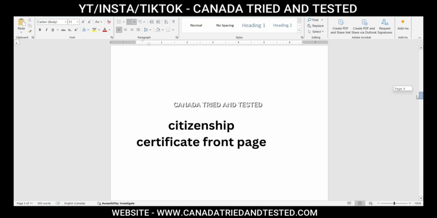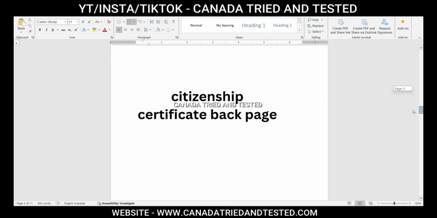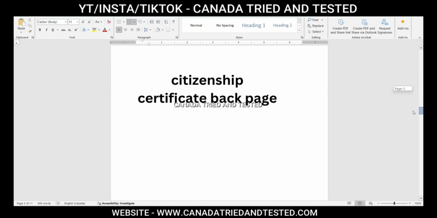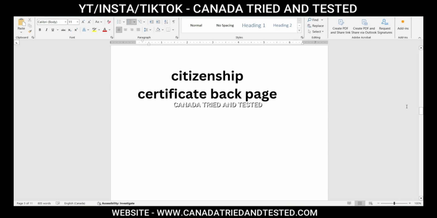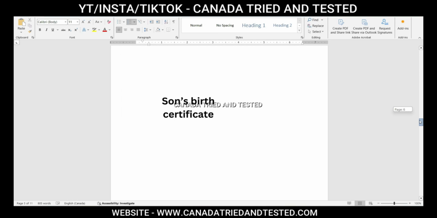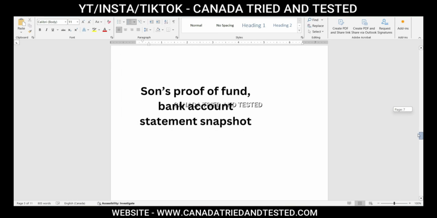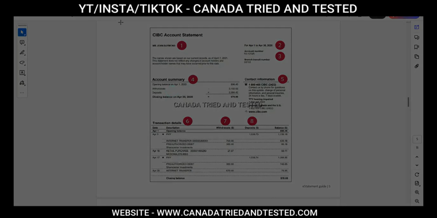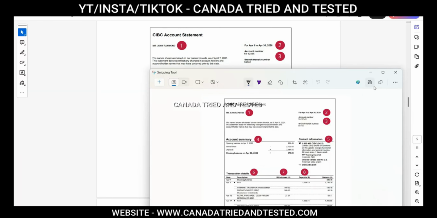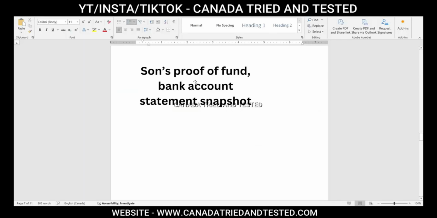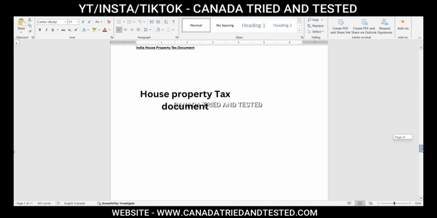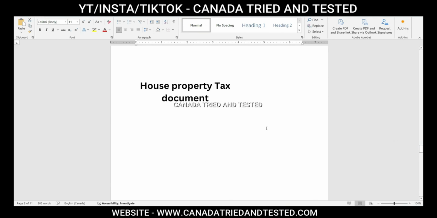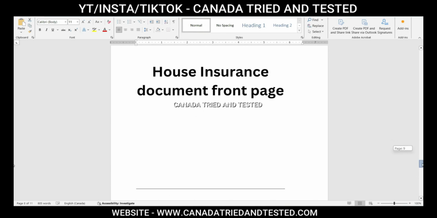So citizenship front page, then the next page has the back page of the citizenship certificate. In case yours is a work permit or PR, you do attach that copy, followed by the birth certificate, and then for the proof of fund, again from your Canada bank account, just go to your bank statement and snip it, copy it, and paste it here. And then once we come down, house property tax document, in case you have that. Next is the house insurance document.